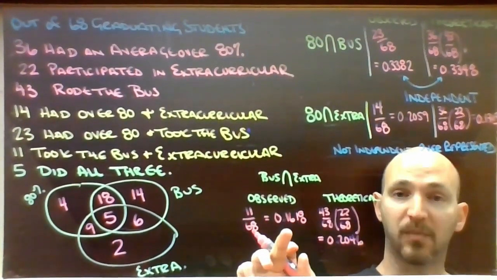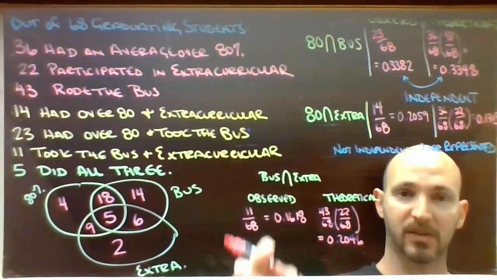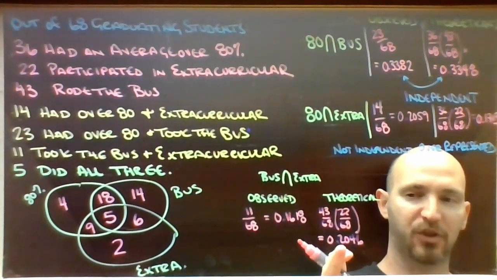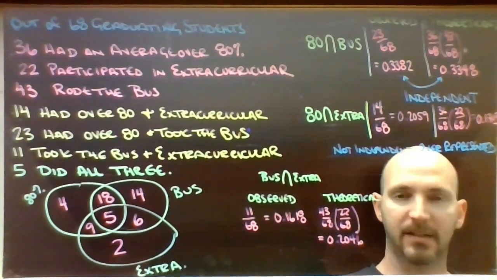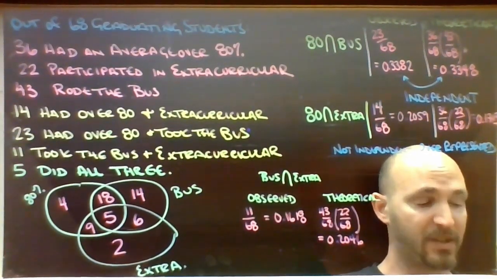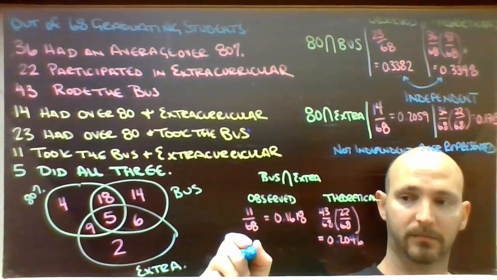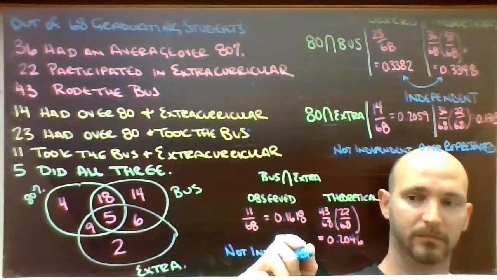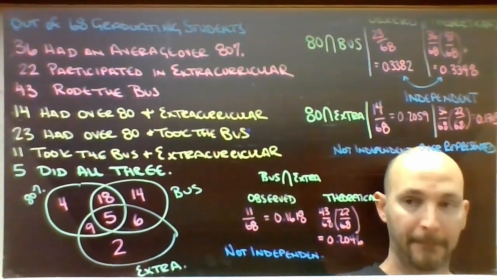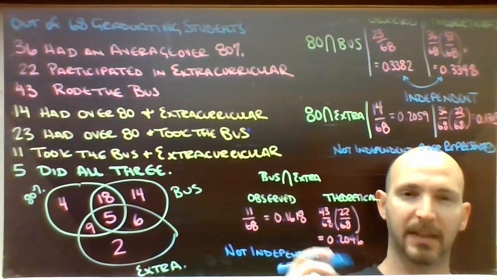So that's a 16%. Only 16% of people were observed to do bus and extracurricular. And in theory, there should be almost 21. A little more than 20, a little less than 21. So these two things are not independent because those percentages don't match. In fact, the observed is underrepresented compared to what should be there theoretically.